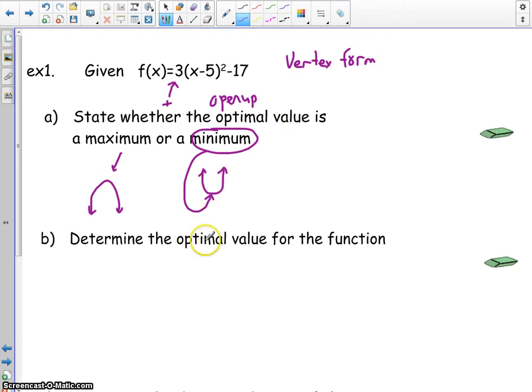Once that's out of the way, we can actually define the optimal value. Looking at this function, we're in vertex form, so our vertex is going to be at (5, negative 17). Our optimal value is going to be our minimum value, which in this case is just negative 17, the y value of the vertex.